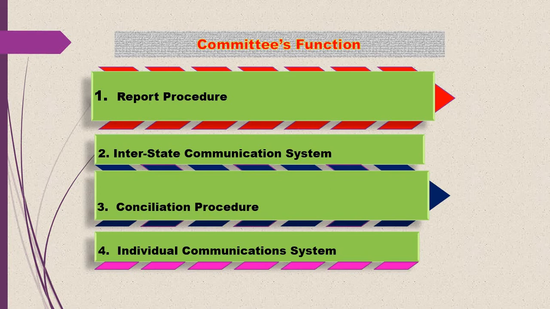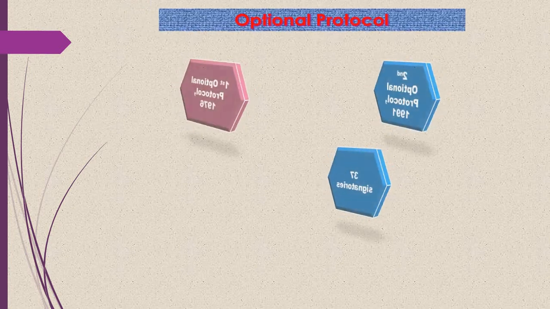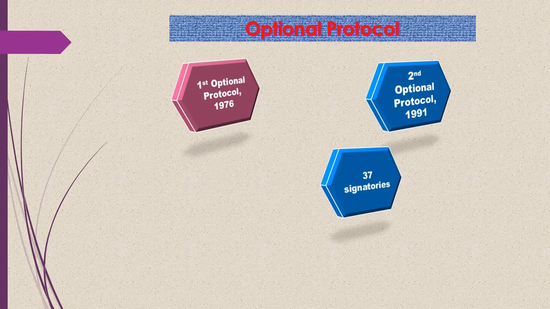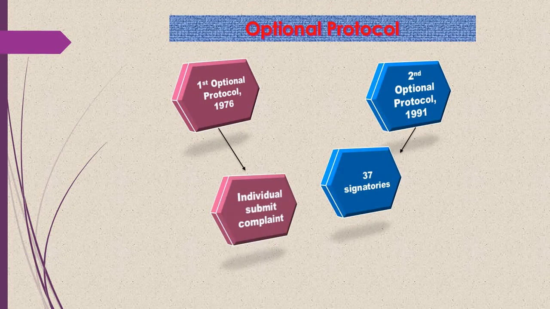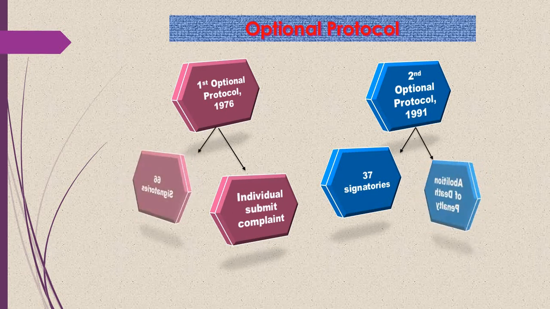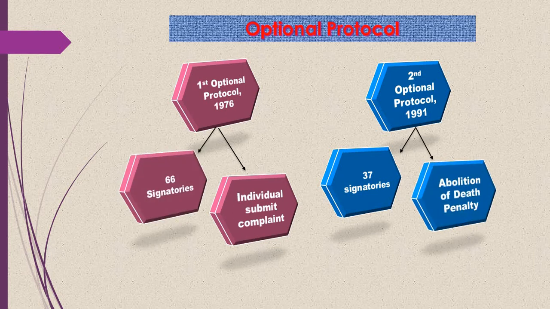The General Assembly adopted the Optional Protocol with the International Covenant on Civil and Political Rights. The first Optional Protocol was in 1976 and the second Optional Protocol was in 1991. The committee shall not admit the communication if it is anonymous, abusive, or incompatible with the provisions of the Covenant.